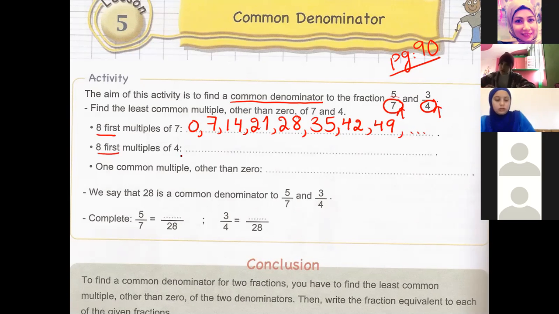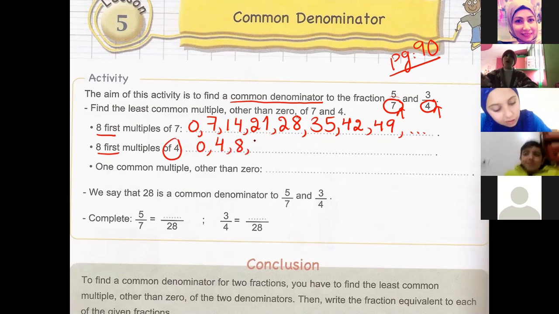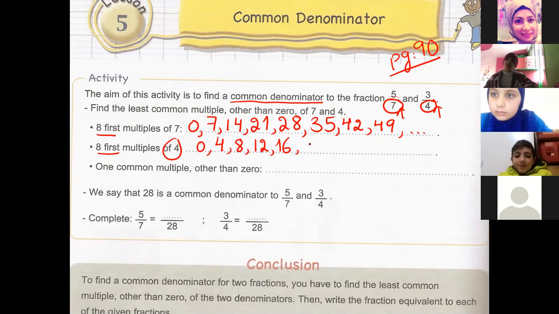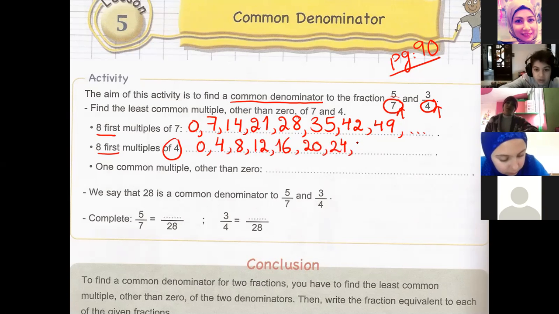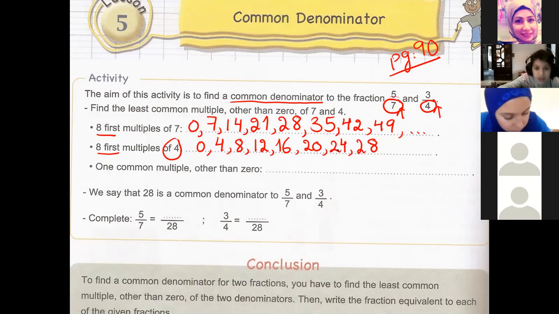Now the first 8 multiples of 4. Table 4: 0, 4, 4 times 2 is 8, 12, 16, 20, 24, 28. Let's count: 1, 2, 3, 4, 5, 6, 7, 8. So we stop. Just the first 8.